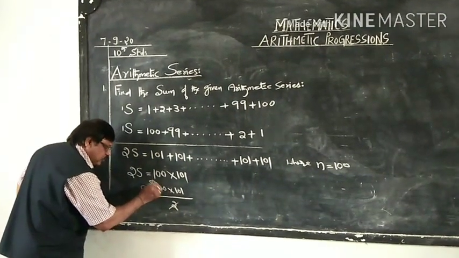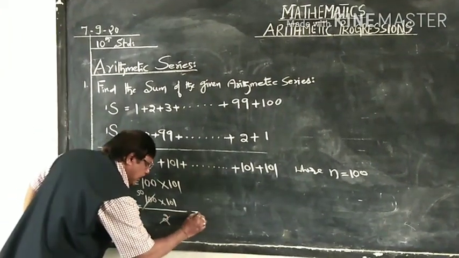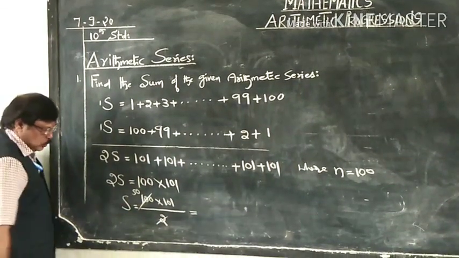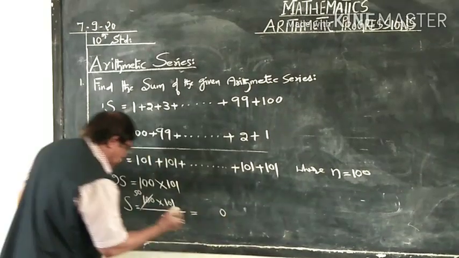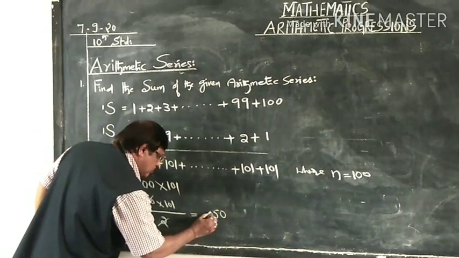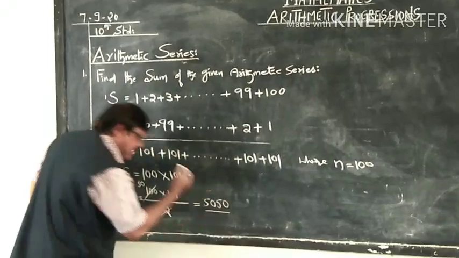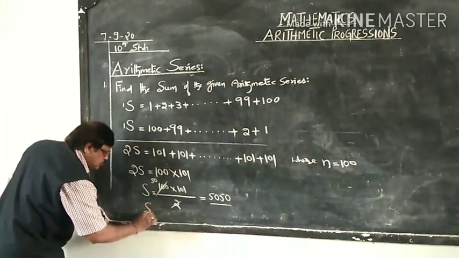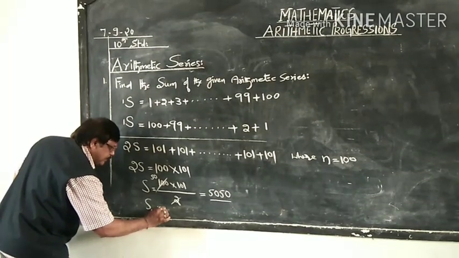If you multiply these two, the answer is 5050. 5050 is the answer. This is the sum of 100 terms.